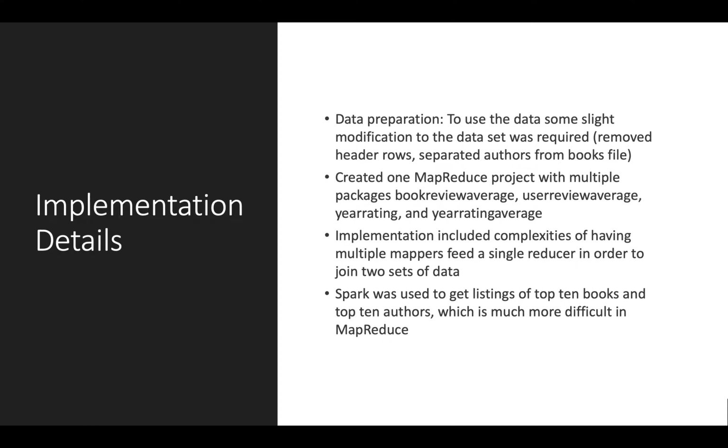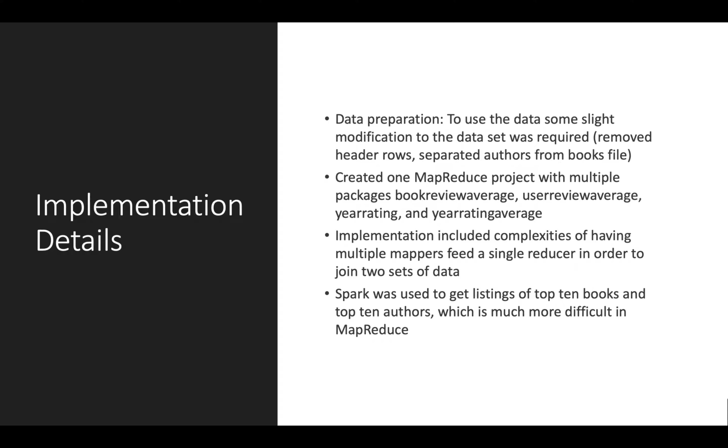To then process the data, I created one MapReduce project called GoodBooks. It had 4 different packages in there: the book review average, user review average, year rating, and year rating average. So we actually did 3 things here, you'll see in the results. We got the books and their count of ratings and the average rating. We got users, the count of ratings for the users and the average rating that they provided. And then we did these other 2.